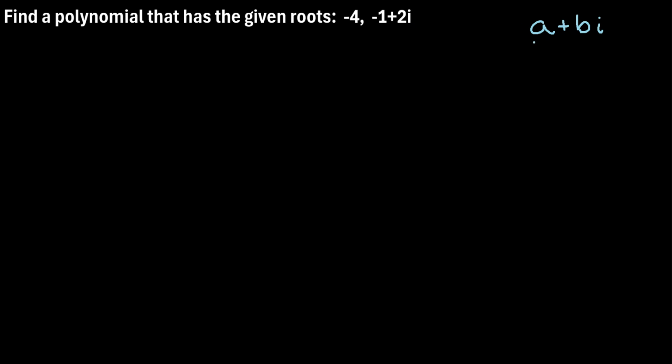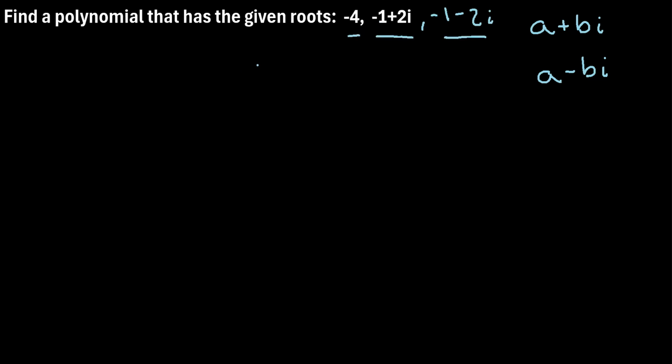So what's a conjugate? Well, if we have a complex number written in this format, its conjugate is a minus bi. So in this example, -1 minus 2i would also be a root. So now that we know that, we have these three roots.